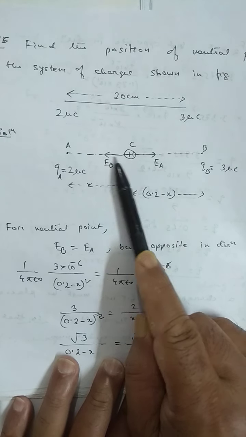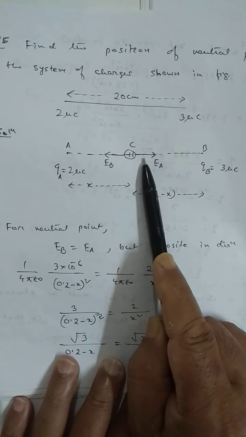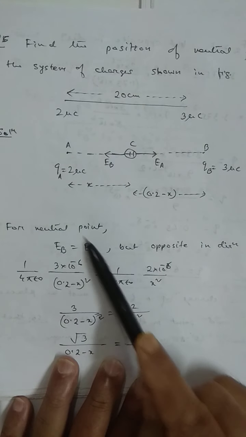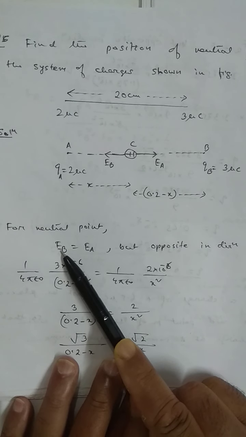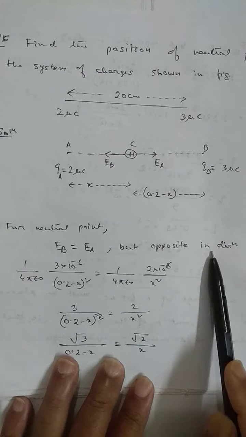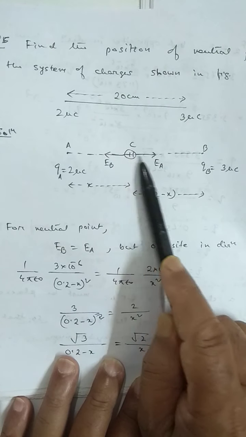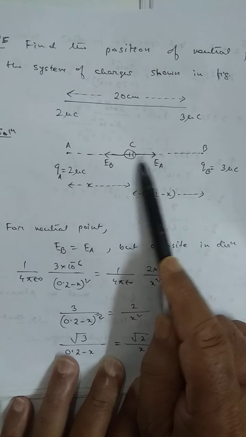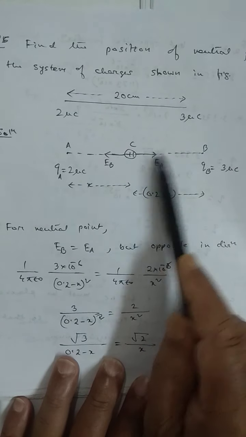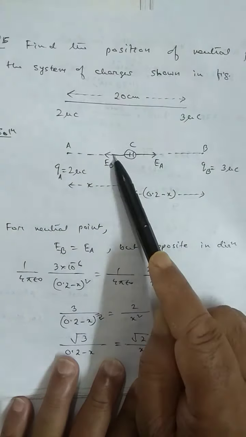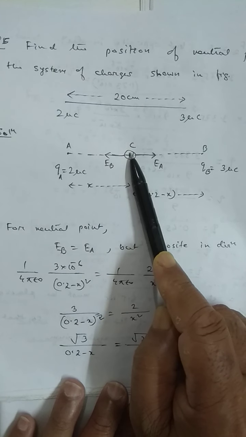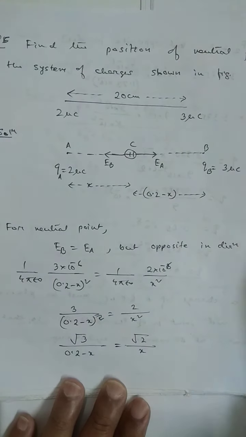Now for the neutral point, EA and EB must be equal in magnitude but opposite in direction. In our case, the directions are opposite to each other. So if their magnitudes are the same, this cancels this and this position will be the position of zero electric field.